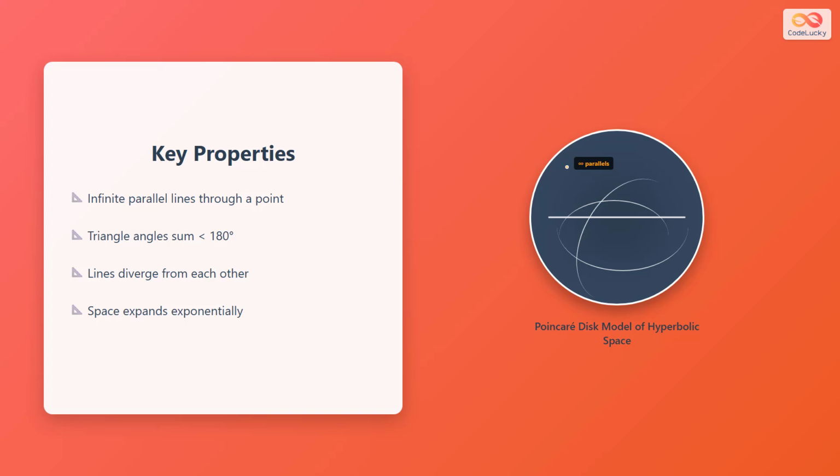Let's delve into hyperbolic geometry. In hyperbolic geometry, through a point not on a line, there exist infinite parallel lines. This is a stark contrast to Euclidean geometry. Also, the angles in a triangle in hyperbolic space add up to less than 180 degrees. Another unique property is that lines in hyperbolic space tend to diverge from each other. The space expands exponentially, leading to some counterintuitive results.